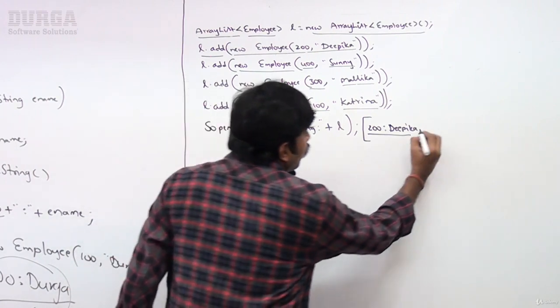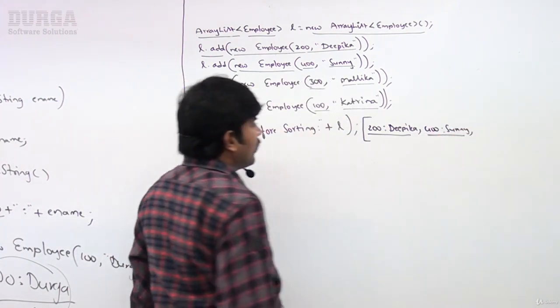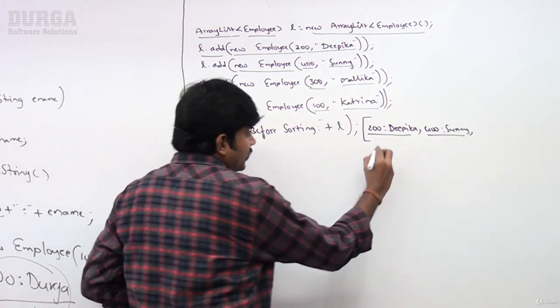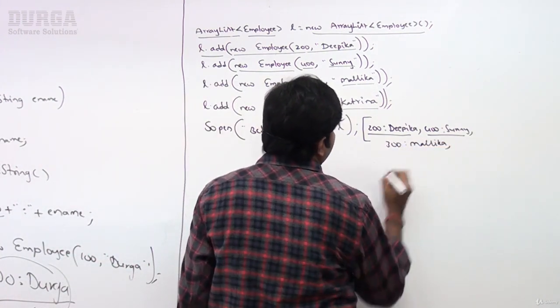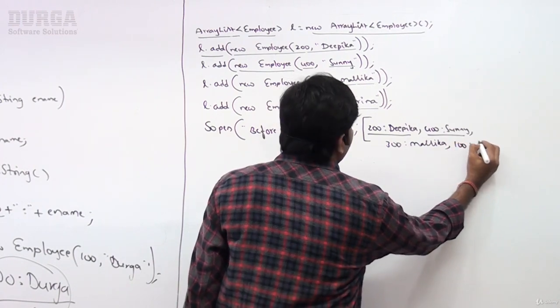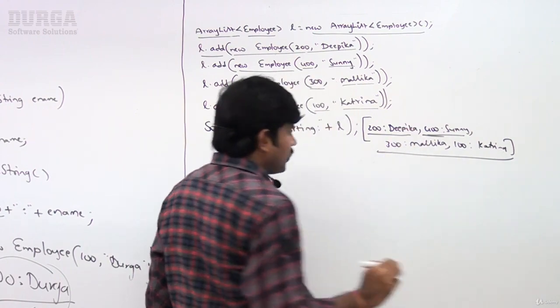Second one, sir, 400 colon Sunny. Next object is 300 colon Malika. Like this we are getting. Next 100 colon Katrina. By default we are going to get this output, sir.